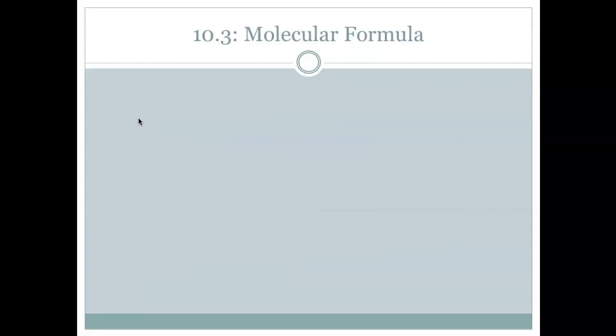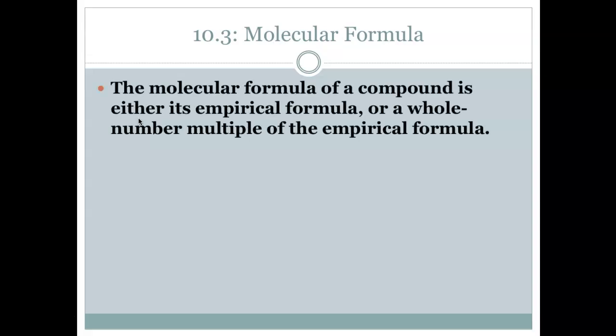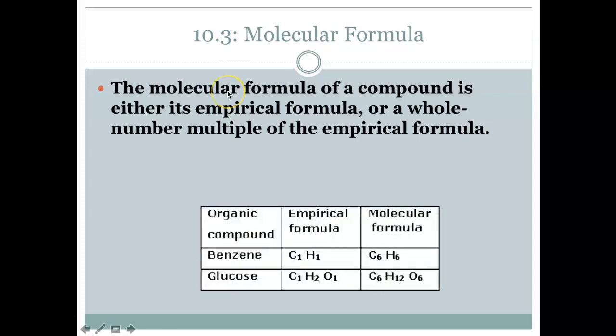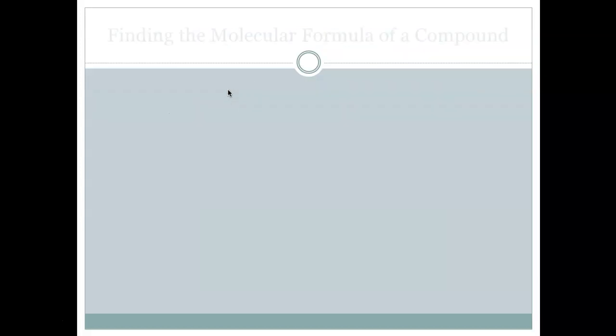Now let's talk about how to find the molecular formula. Recall that the molecular formula of a compound is either its empirical formula or a whole number multiple of the empirical formula. Here's two examples. Benzene has an empirical formula of C1H1 and a molecular formula of C6H6. Notice the molecular formula is a multiple of the empirical formula. Likewise for glucose.